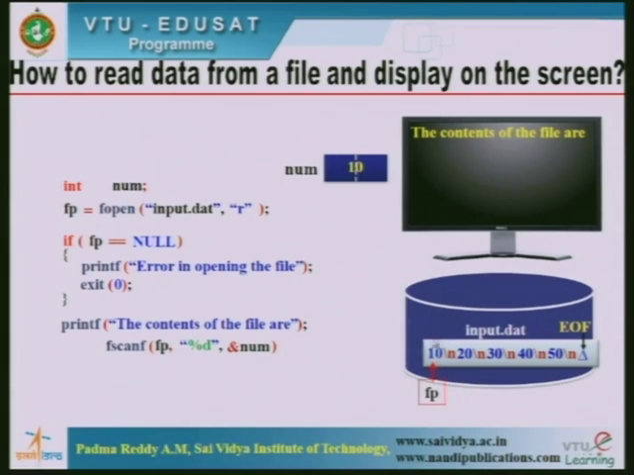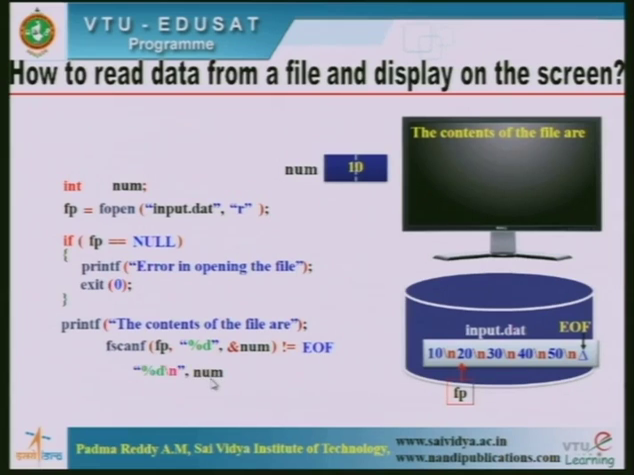After reading 10 from the file, automatically the file pointer moves to the next number here. Now tell me what the function fscanf returns. Fscanf returns 1, indicating one value has been read. Is it equal to end of file? No, end of file is -1. 1 is a positive value, end of file is -1. 1 is not equal to -1. So it is true. So what will happen?